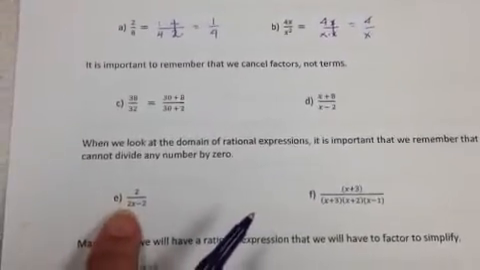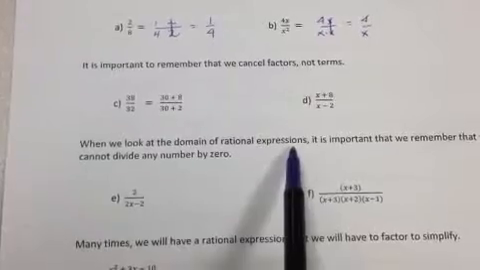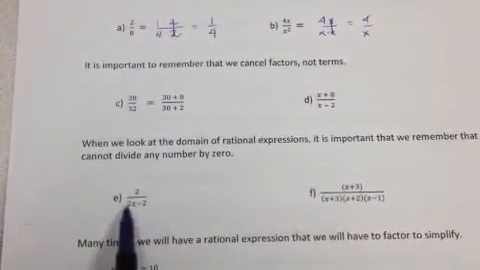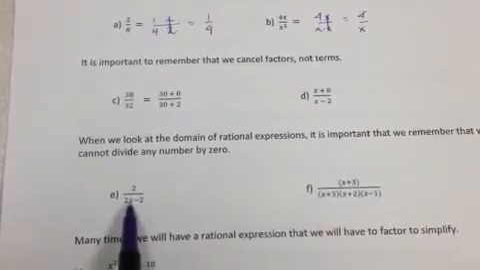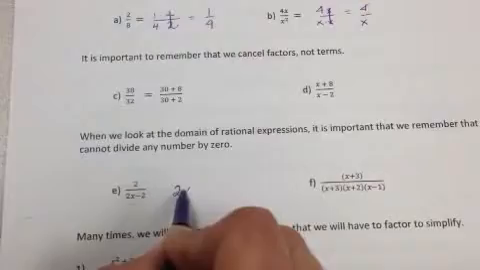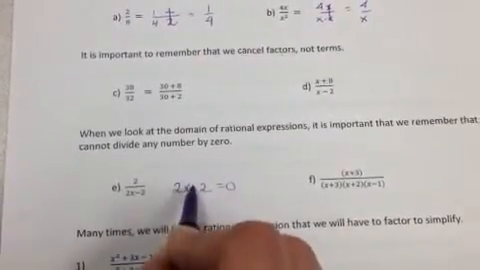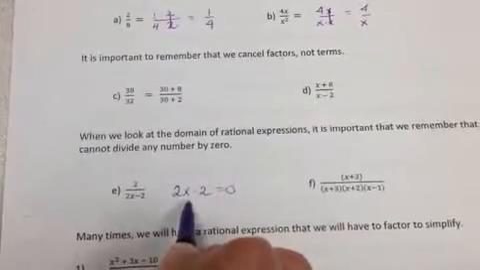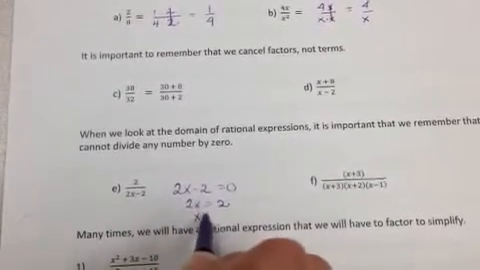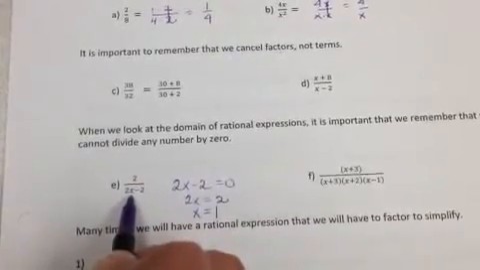On E, what we're going to have to do is look at the domain of rational expressions, and we're going to remember what number we can't divide by. So in the bottom right here, I cannot have anything equal to 0 in the denominator. The first thing I'm going to look at is 2x minus 2. What causes that to be a 0? So I add 2 to both sides and divide by 2. So when x is 1, then I know I have a 0 in the denominator.